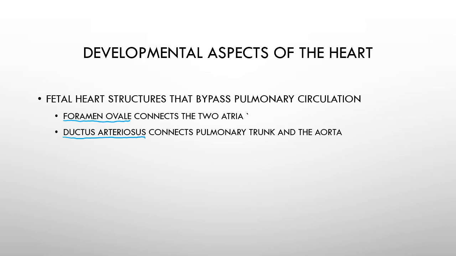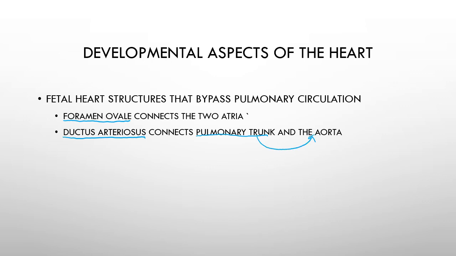And so the foramen ovale connects our 2 atria. It's essentially a hole that runs between the right atrium and the left atrium to get blood to go from the right atrium over to the left atrium. The next bypass that we have is in the pulmonary trunk, and we have the ductus arteriosus. The ductus arteriosus bypasses blood from going to the lungs by connecting the pulmonary trunk to the aorta.